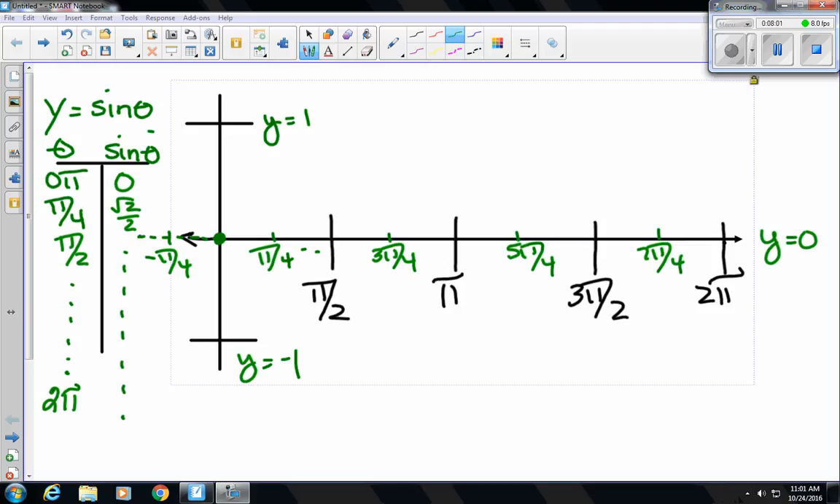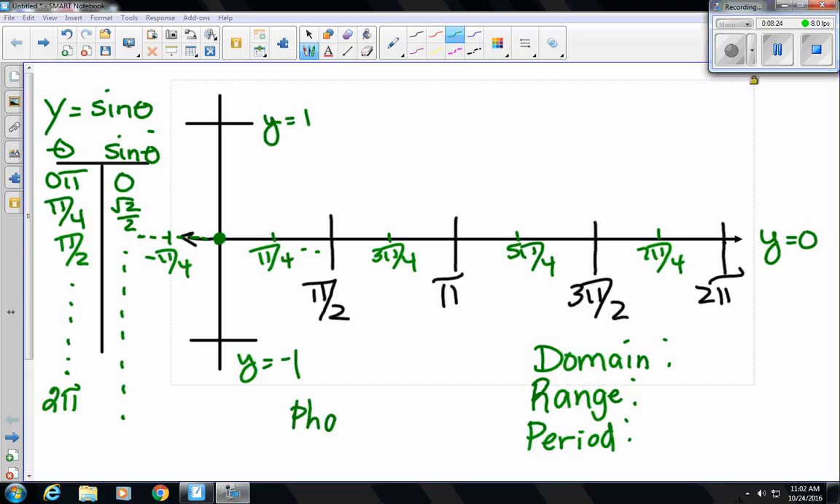Okay. Now, the challenging part is this. When you're finished, I want you to try to answer these questions. I want to know, what do you think the domain is? I want to know, what do you think the range is? And I know we haven't talked about these vocabulary words, but I want you to try. What do you think the period is? What do you think the phase shift is? And what do you think is the amplitude?